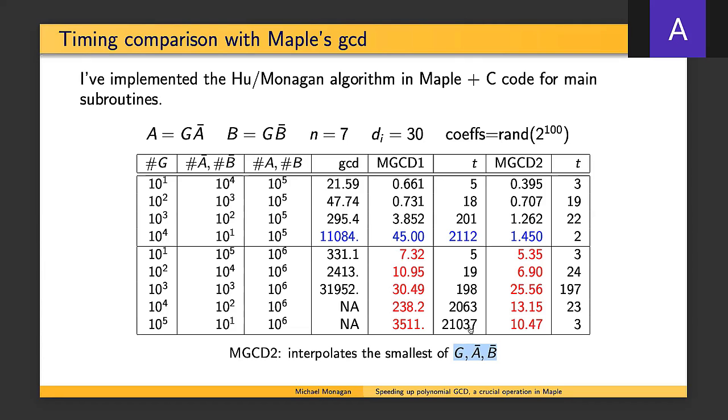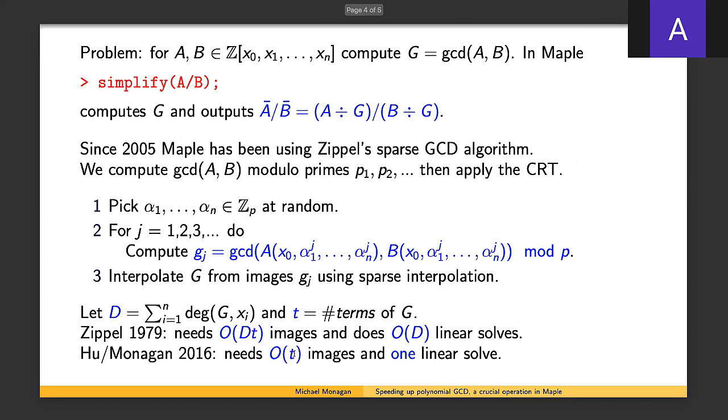No, it should do well. If the polynomial is dense, it still needs linear work. So it's essentially optimal, right? Because this is the size, the number of terms in the output, in either the smaller of G, A bar, and B bar. So even if it's dense, it should be okay. And it doesn't really depend on the degrees. If some are big and some are small, that's fine.